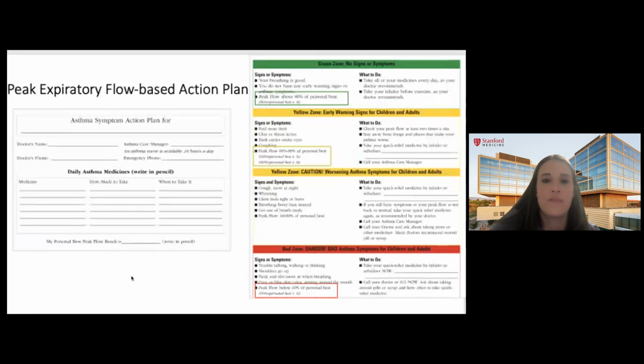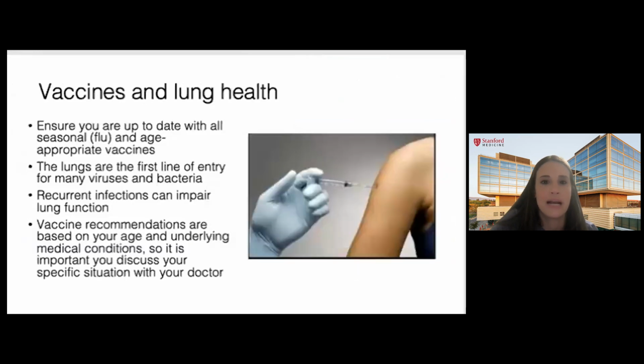Here is an example of a written asthma action plan, like what to do when you're in the green zone and you have no symptoms, when you're in the yellow zone and you may be starting to have some symptoms of your asthma acting up, and then what is your emergency plan if you're in that red zone. Okay, now I promise, last couple slides.